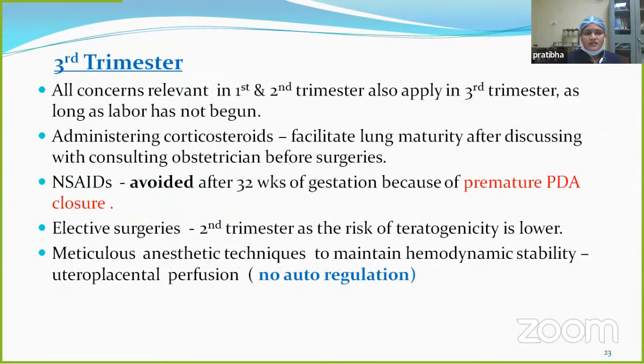In the third trimester, all concerns related to the first and second trimesters also apply as long as labor has not begun. Administering corticosteroids facilitates lung maturity, after discussing with the consultant obstetrician. NSAIDs are avoided after 32 weeks because of premature closure of the patent ductus arteriosus. Elective surgeries should be planned mostly in the second trimester, and essential surgery should also be planned in the second trimester as the risk of teratogenicity is less. Meticulous anesthetic techniques are needed to maintain hemodynamic stability and uteroplacental perfusion, as there is no autoregulation.